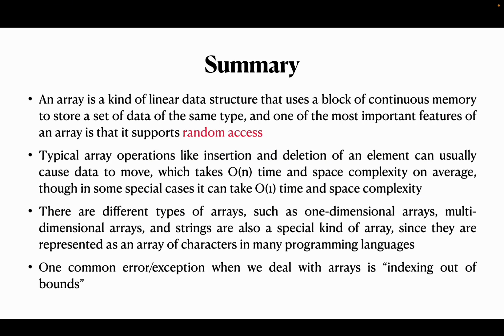Now, to summarize, an array is a kind of linear data structure that uses a block of continuous memory to store a set of data of the same type. One of the most important features of an array is that it supports random access. And typical array operations like insertion and deletion of an element can usually cause data to move, which takes O(n) time complexity as well as O(n) space complexity on average. Though in some special cases, it can only take O(1) time and space complexity.